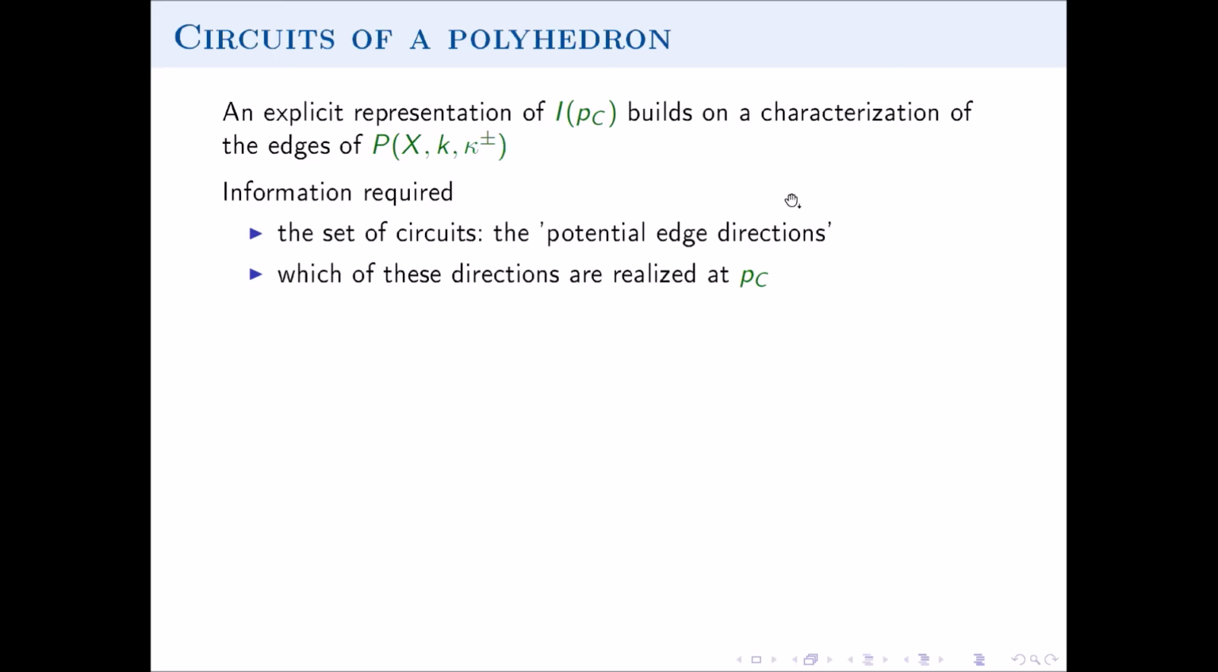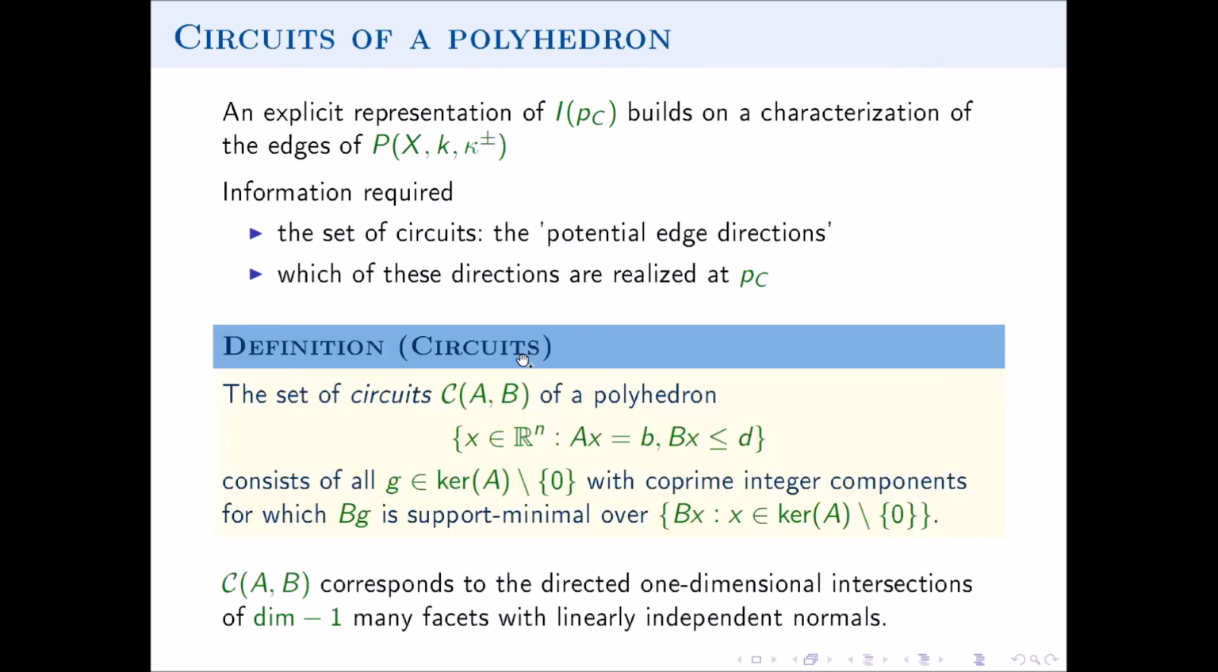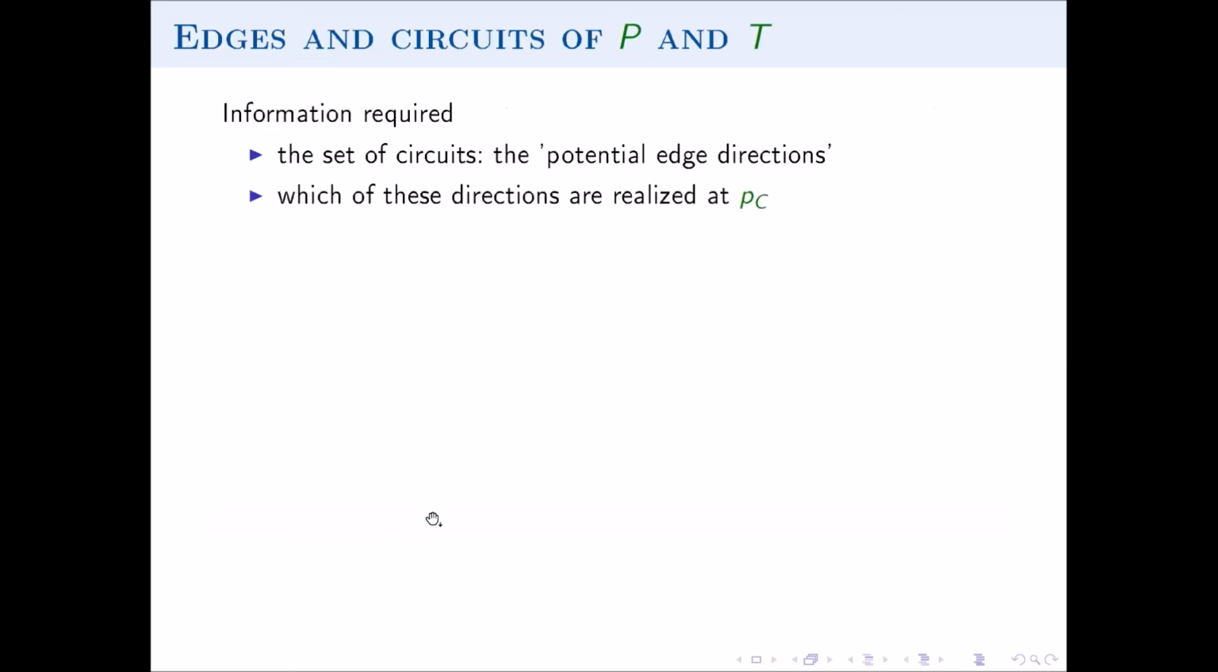So as a reminder, there are different ways to think about circuits. If you're not familiar with it, the algebraic one is probably a bit cumbersome, and it's best to think about the set of circuits as the one-dimensional intersections of the facets and the hyperplanes in the description of a polyhedron if you put everything through the origin. So, okay, so what do we need? The set of circuits and which of these directions are realized at PC.